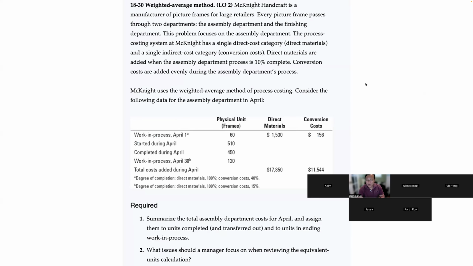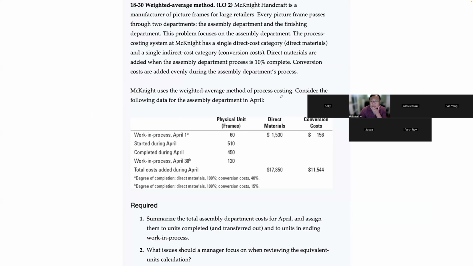Okay, so our last question is this: equivalent units. This is process costing. We need to figure out how to calculate the cost of goods sold, cost of goods manufactured, and the ending work in process inventory, right? So what is the question here? The question is using the weighted average method.